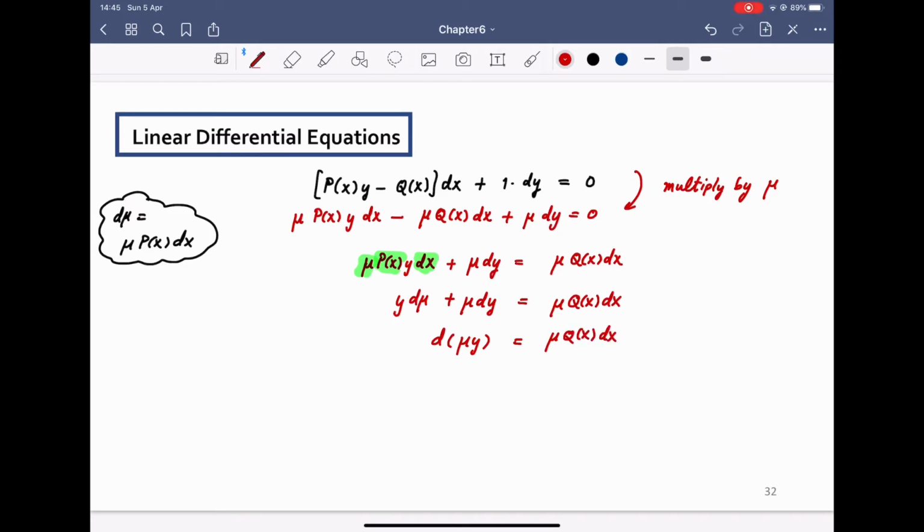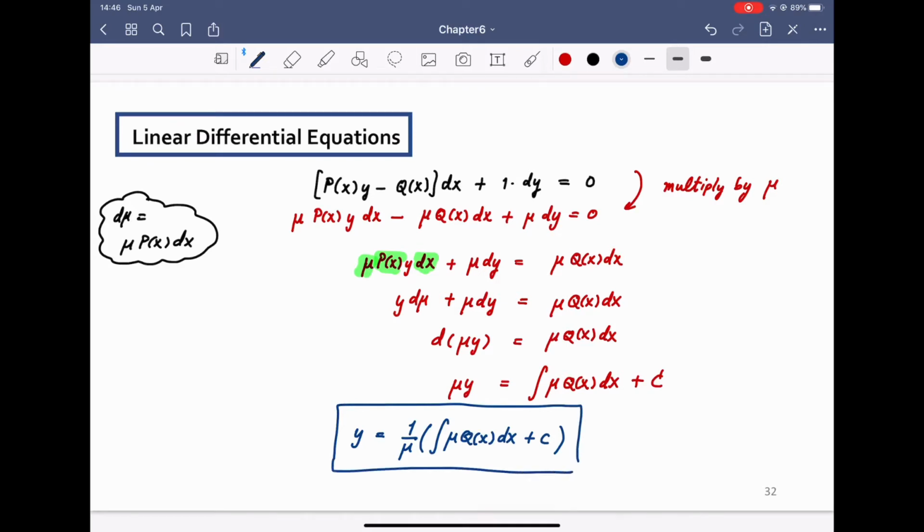From here you can solve the total derivative equation. You get mu y = the integral of mu q(x) dx + C. Once you move mu to the right hand side, you get y = 1 over mu times the integral of mu q(x) dx + C. So this is the general solution of a linear differential equation.